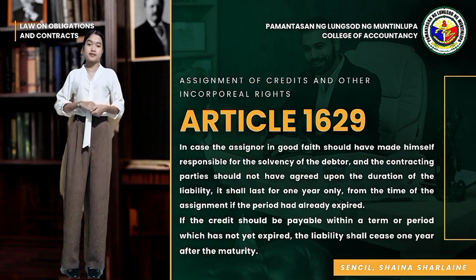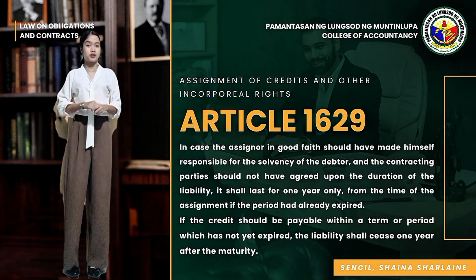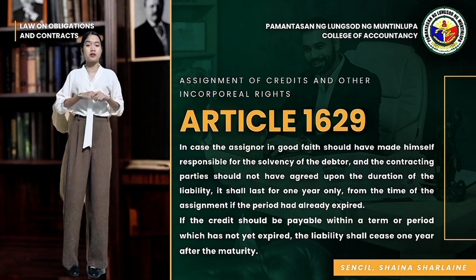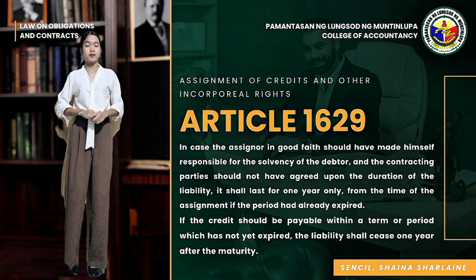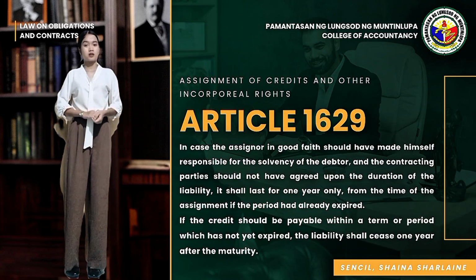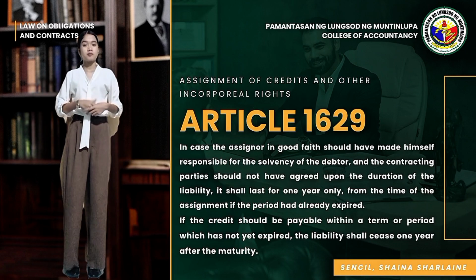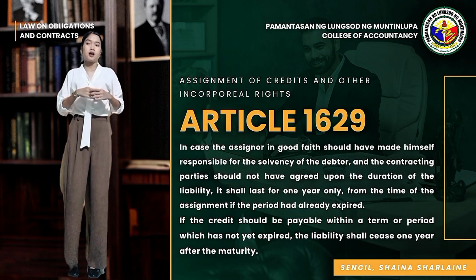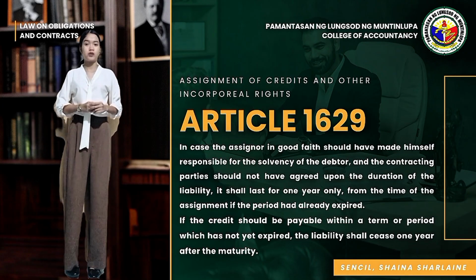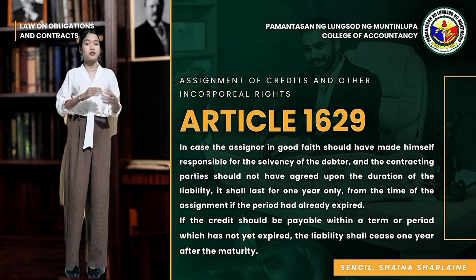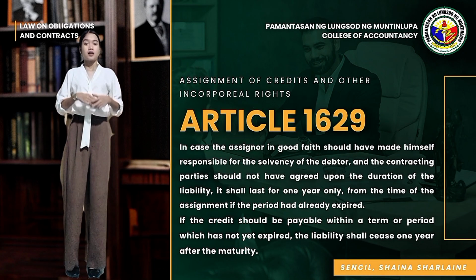Article 1629, in case the assigner in good faith should have made himself responsible for the solvency of the debtor, and the contracting parties should not have agreed upon the duration of the liability, it shall last for 1 year only from the time of the assignment if the period had already been expired, and if the credit should be payable within a term or period which has not yet been expired, the liability shall cease 1 year after the maturity.